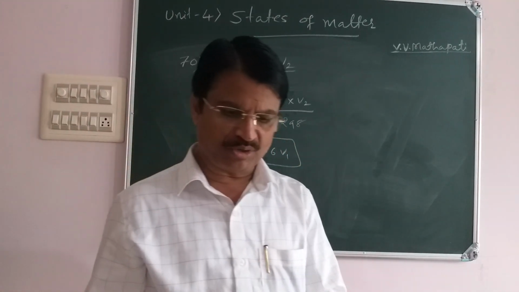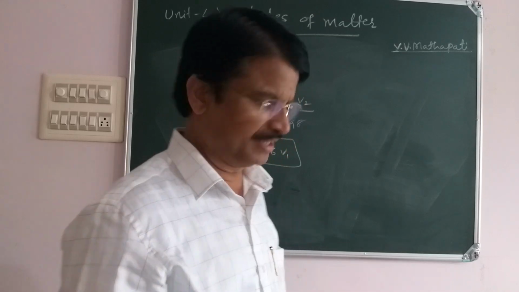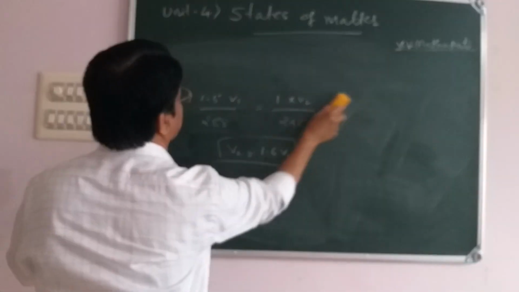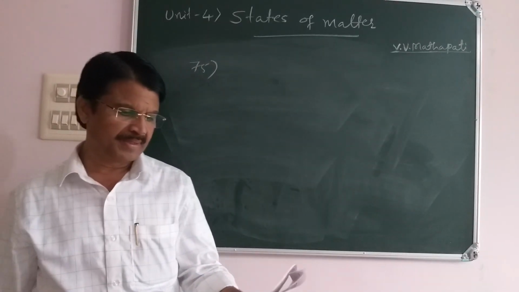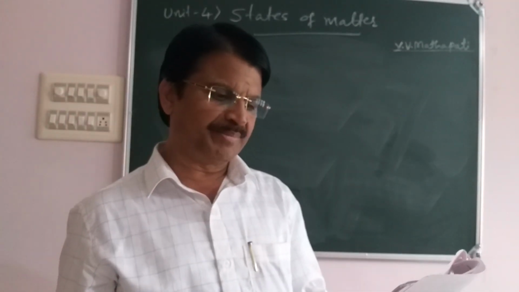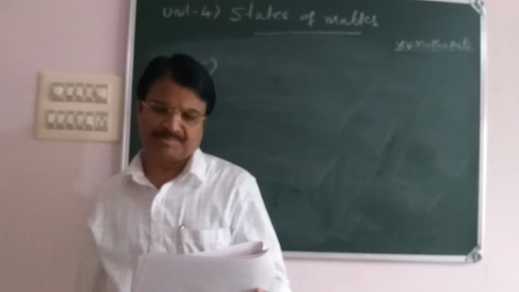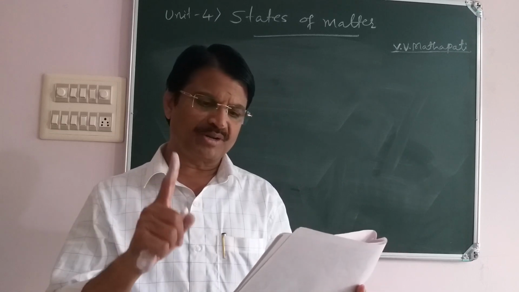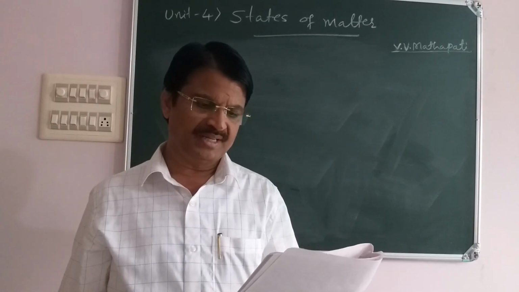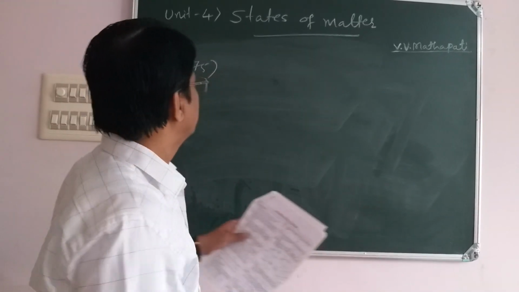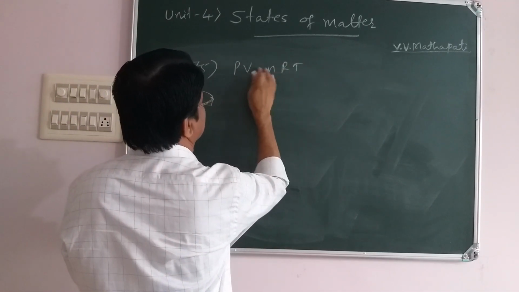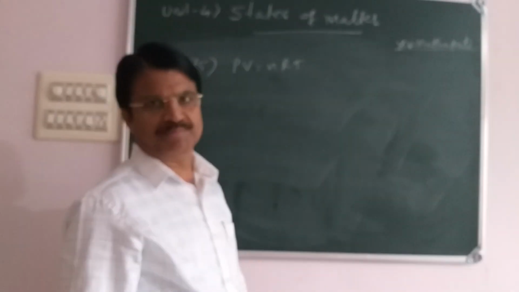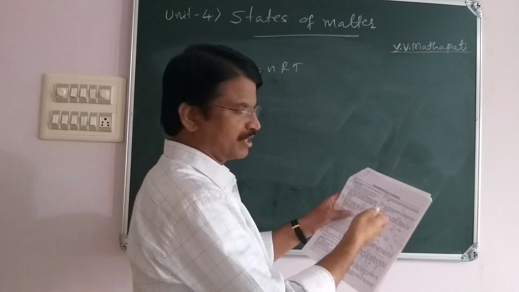Next question on graph. Question number 75, based on the graph. Which of the following volume temperature plots represent the behavior of 1 mole of an ideal gas at 1 atmosphere? For ideal gas, the ideal gas equation, PV equal to nRT. And 4 graphs are given.